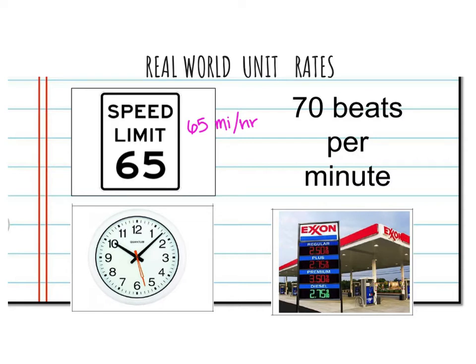We also see unit rates when telling time. There are 60 minutes in 1 hour. When we go to the doctor's office, nurses will find our heart rate. So our heart rate could be 70 beats per minute.